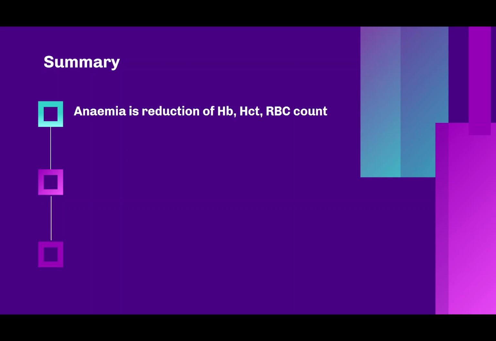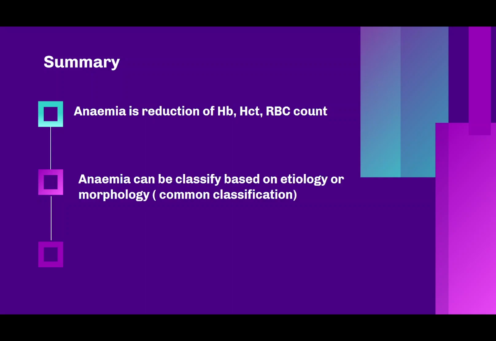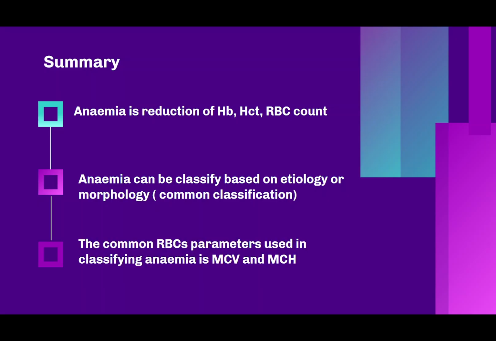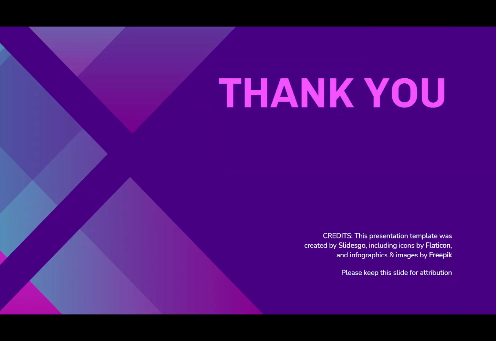So the summary is that anemia is the reduction of HB, hematocrit, or RBC count, and it can be classified based on the etiology or the morphology classification. The common RBC parameters used in the classification of anemia are MCV and MCH. So thank you. I will see you in class.